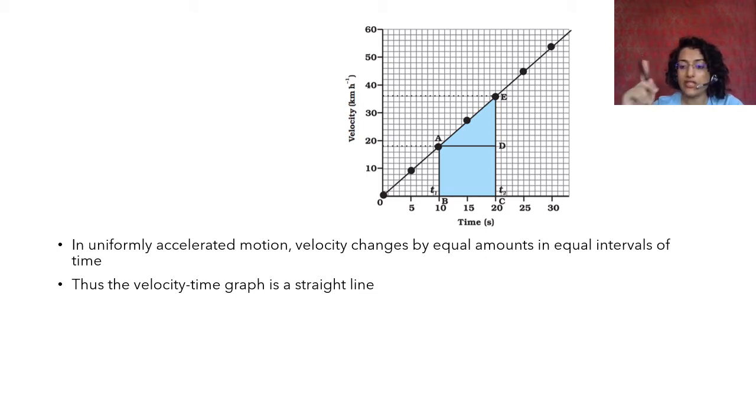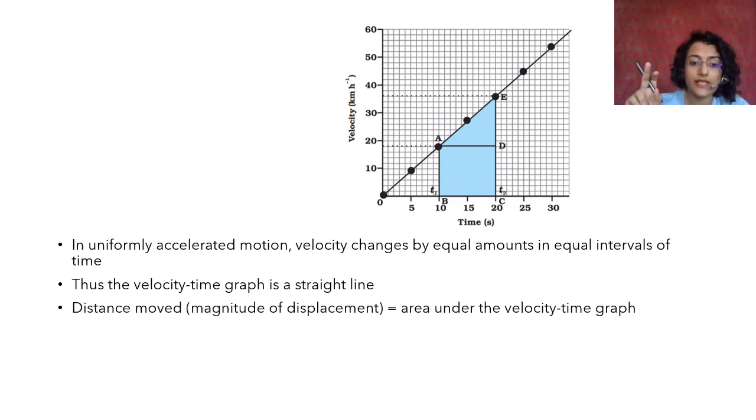The velocity time graph is a straight line. When something is changing at a constant rate with respect to time, then it will give a straight line, whether it is distance or velocity.